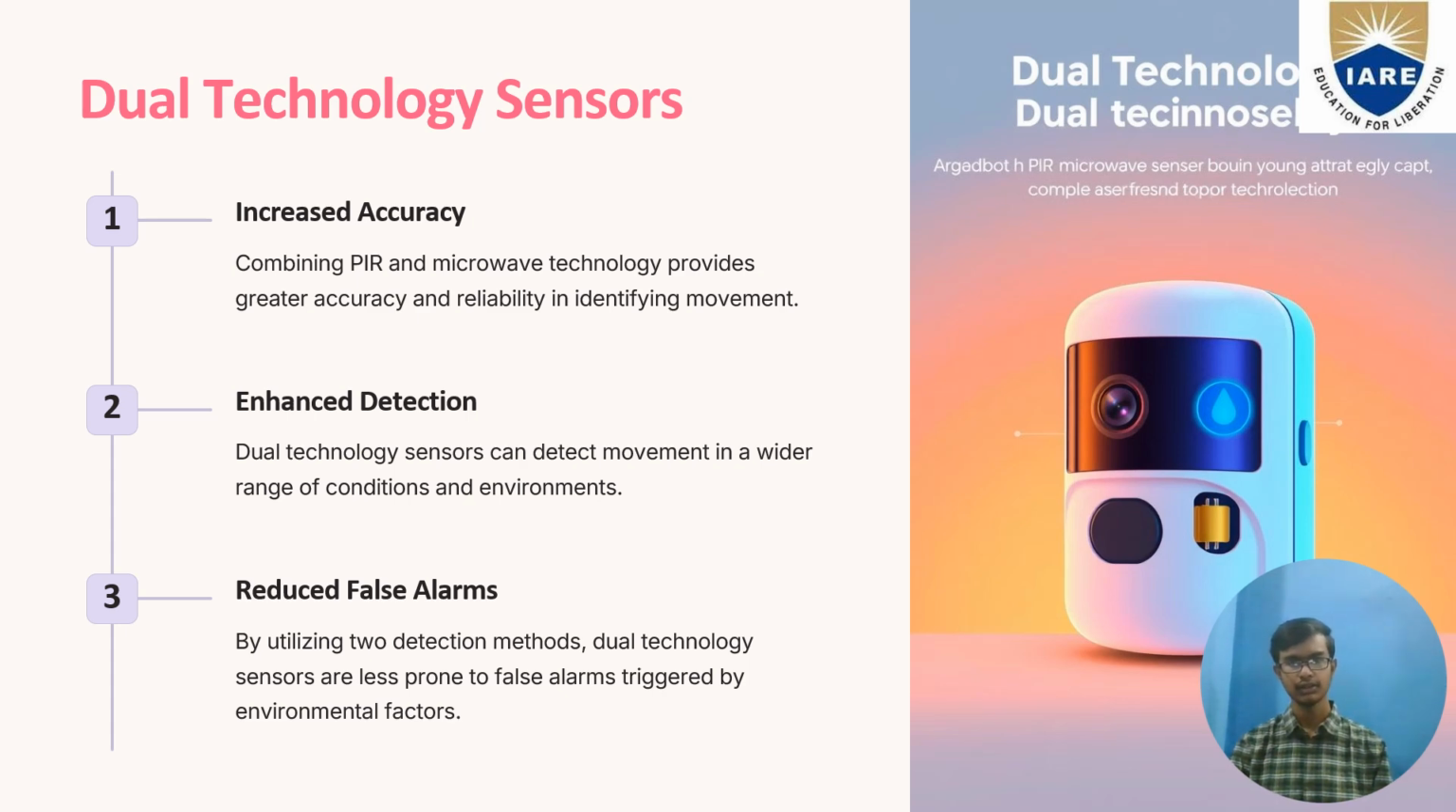These types of sensors have an enhanced detection capability. Dual technology sensors can detect movement in an even wider range of conditions and environments. These detectors also have a reduced false alarm rate. By utilizing two detection methods, they have an even lower rate of false alarms triggered by environmental factors.